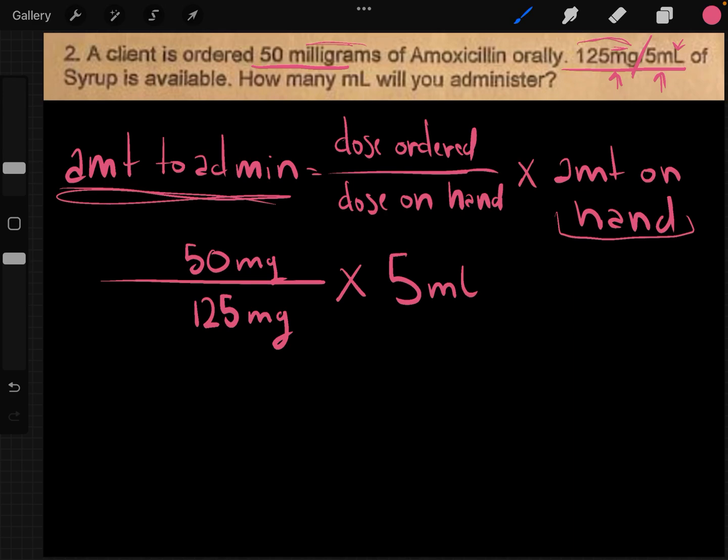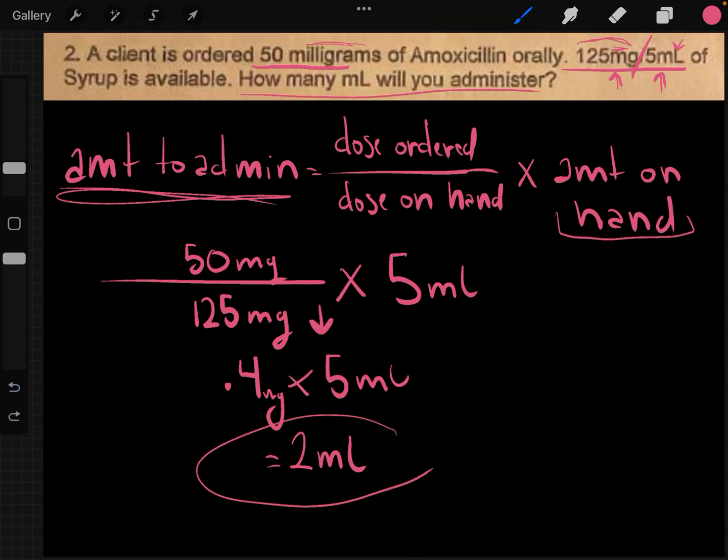And then we just go across and do the math. So we could do 50 divided by 125, which is 0.4 times 5. And then from there, we do the 0.4 times 5, and we are left with 2 milliliters. So our question was, how many milliliters will we administer? And this is the amount to administer. I'm just going to shorthand administer with admin.